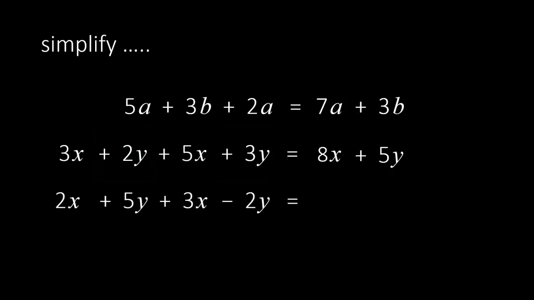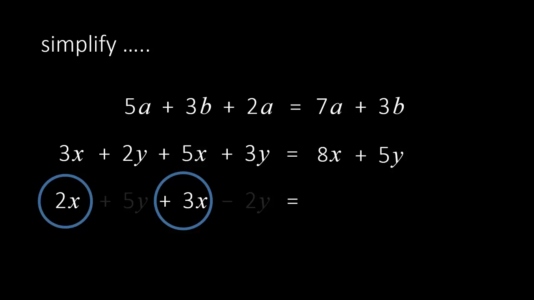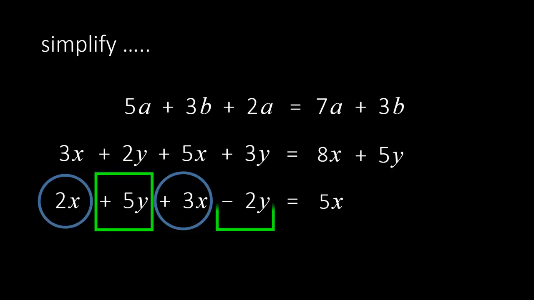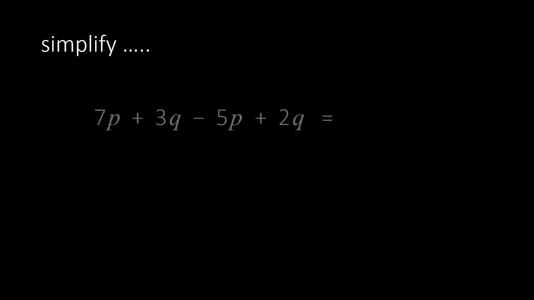So we've got x's and y's. Let's put circles around the x's. Remember to grab the sign in front when we can. So we've got 2x plus 3x. Oh, that's 5x. And let's leave those circles there and put squares around the y's. So we've got plus 5y, take away 2y. So that's a total of 3y. So we'll say there, 5x plus 3y. We have simplified it. Excellent.